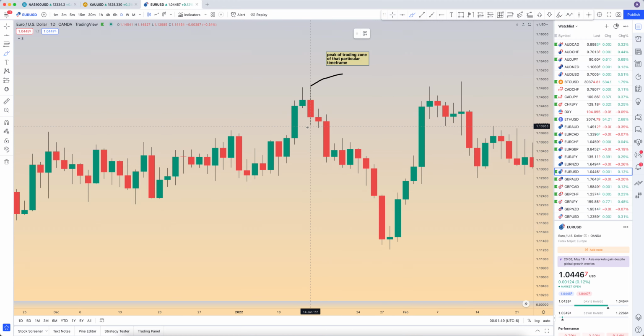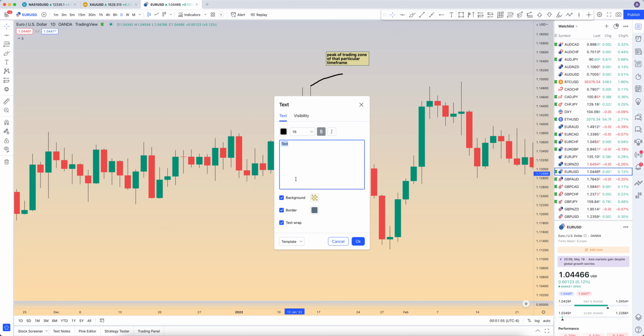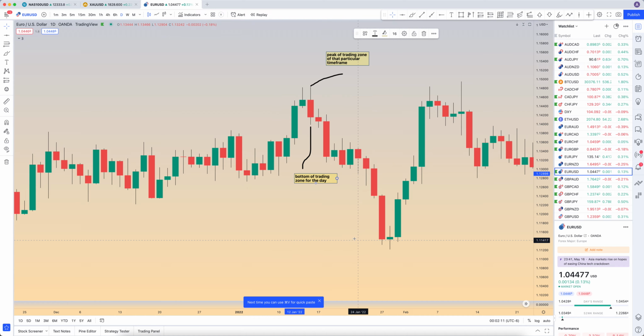Same as right here, this would be my squiggly line. Do we want to call it a peak or bottom of trading zone? Let's say bottom of trading zone for the day. So, for that particular time frame. Since we're on the daily time frame, like I said, that's what that means.